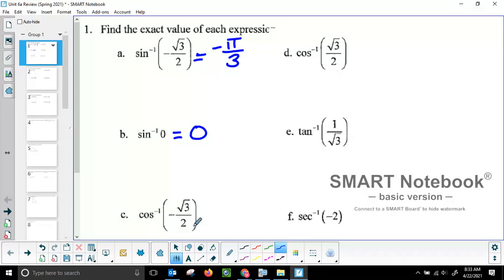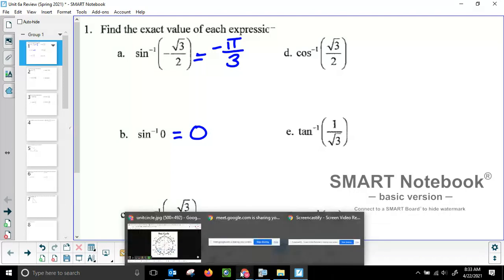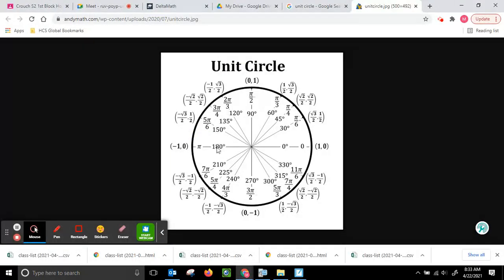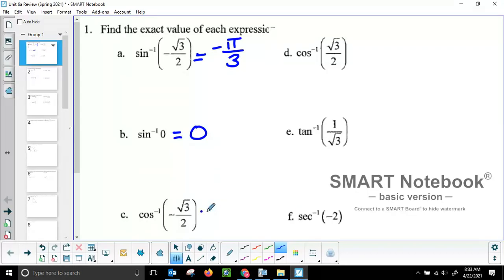C, inverse cosine of negative square root of 3 over 2. Now inverse cosine only deals with the top half of the unit circle, and we never have to worry about adjusting any of the angles like we do with inverse sine and inverse tangent. Cosine is the x coordinate, so where is my x coordinate negative square root of 3 over 2? That happens right here at 5 pi over 6. So my answer is 5 pi over 6.